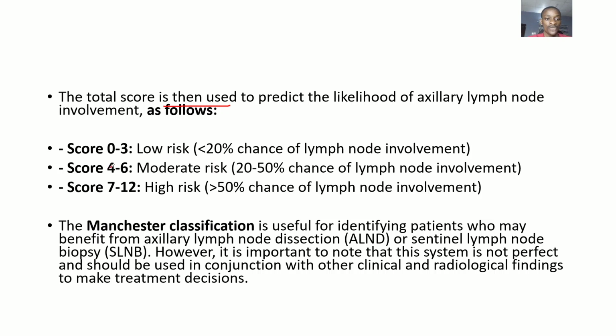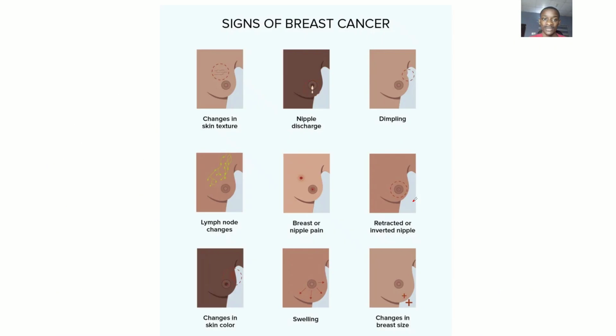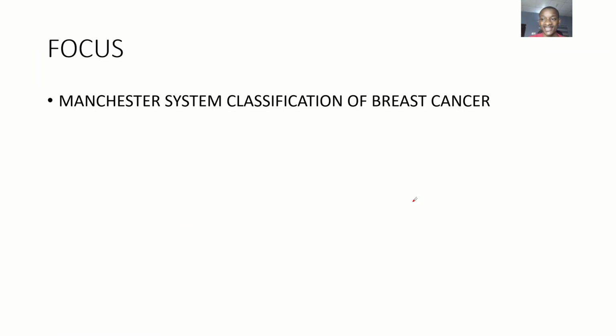All right. If you have a score between 0 to 3, that is a low risk cancer. There's less than 20% chance of lymph node involvement. If you have a score between 4 to 6, that's a moderate risk cancer. There's a 20 to 50% chance of lymph node involvement. If you have a score between 7 to 12, it is high risk. There's over 50% chance of lymph node involvement. So on that basis, this is the Manchester classification of breast cancer.